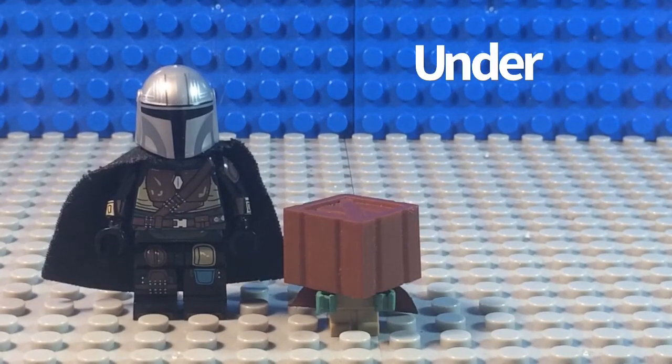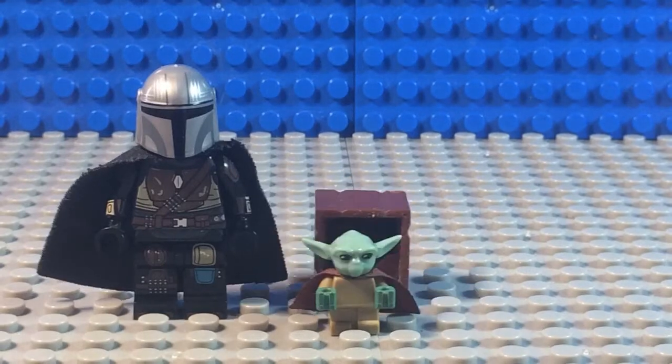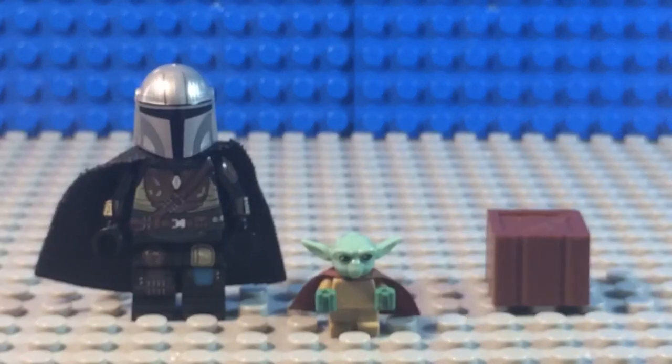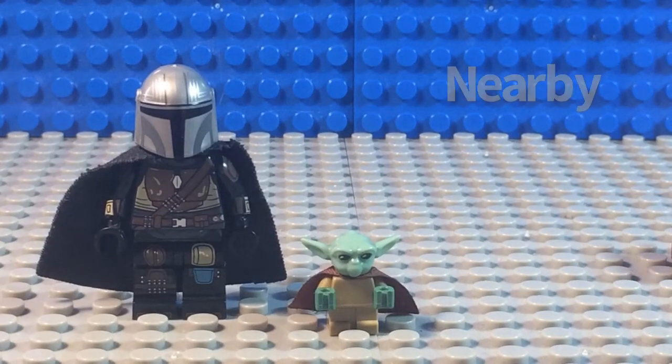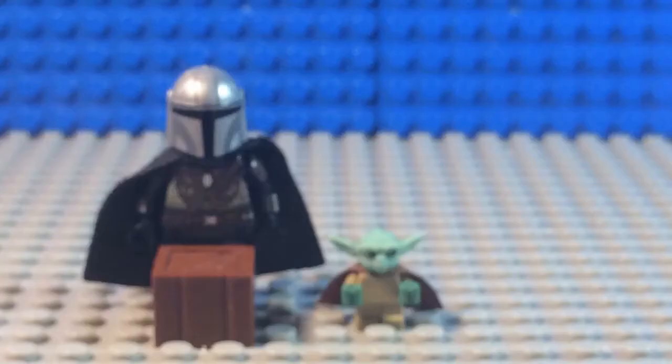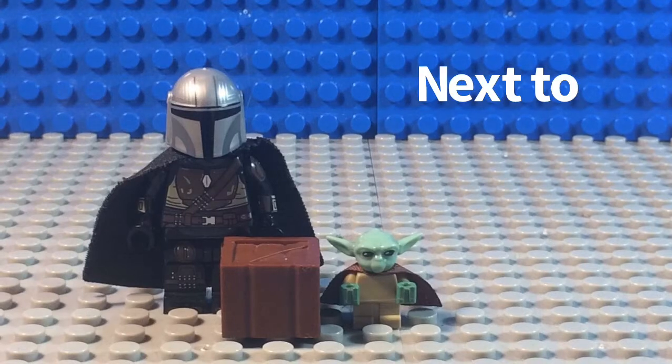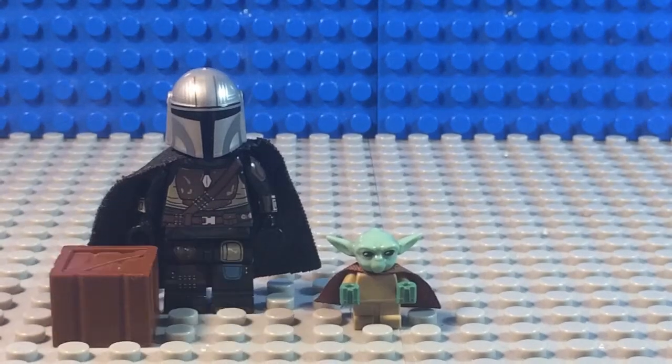Under. He is under the box. Nearby. He is nearby the box. Next to. He is next to the box.